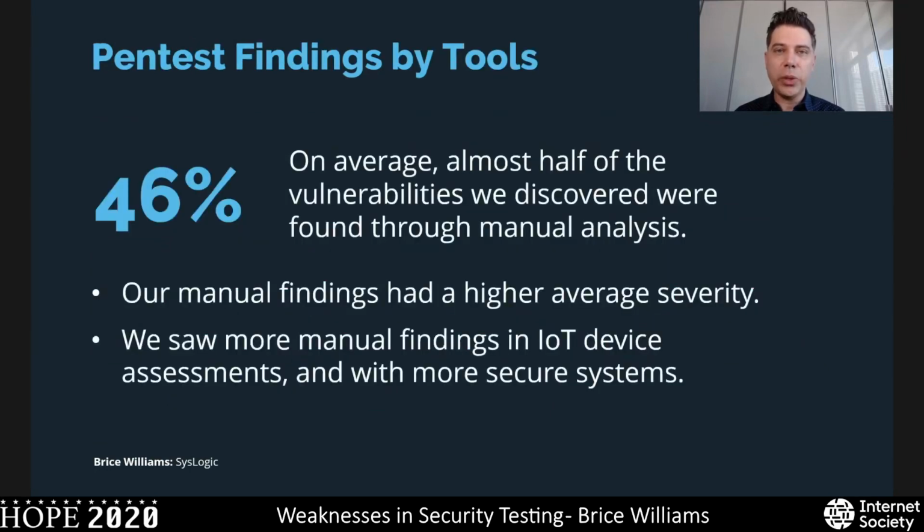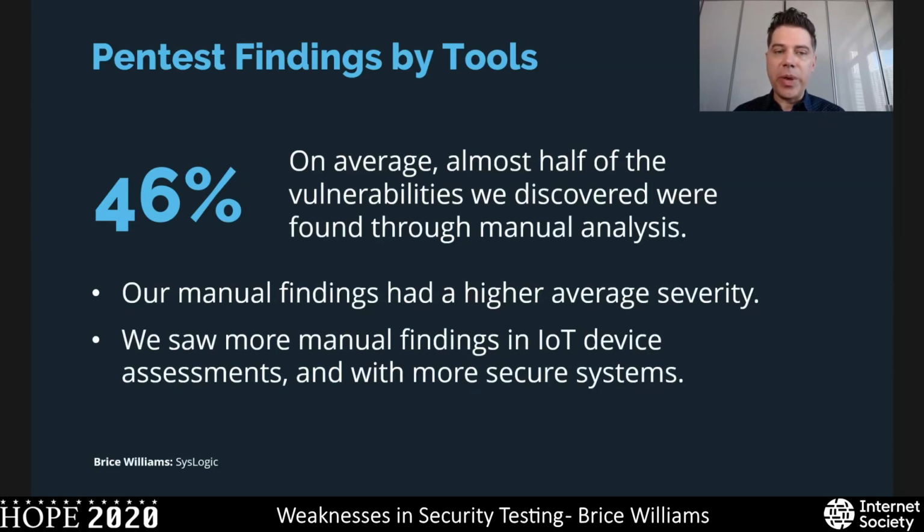My team and I did a review of the pen tests that we performed over the last decade or so, and realized after going through all the data that, on average, almost half of the vulnerabilities we discovered were found through manual analysis, meaning that the others were either found by automated tools, or at least the tools provided enough of a direction for us to dig in and find that particular weakness. So that's a large number of findings, and your mileage may vary, but that's what we saw.